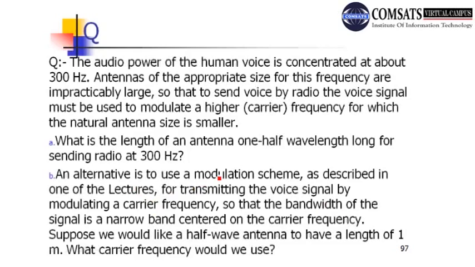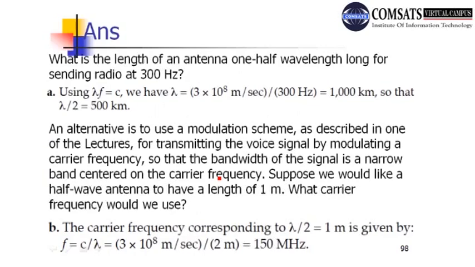So the question is, what is the length of the antenna, 1/2 wavelength long, for sending radio at 300 Hertz? If this is not practical, what is the alternative? The alternative is to use a modulation scheme as mentioned. What should be the modulation scheme over there? Here we have the solution, right?